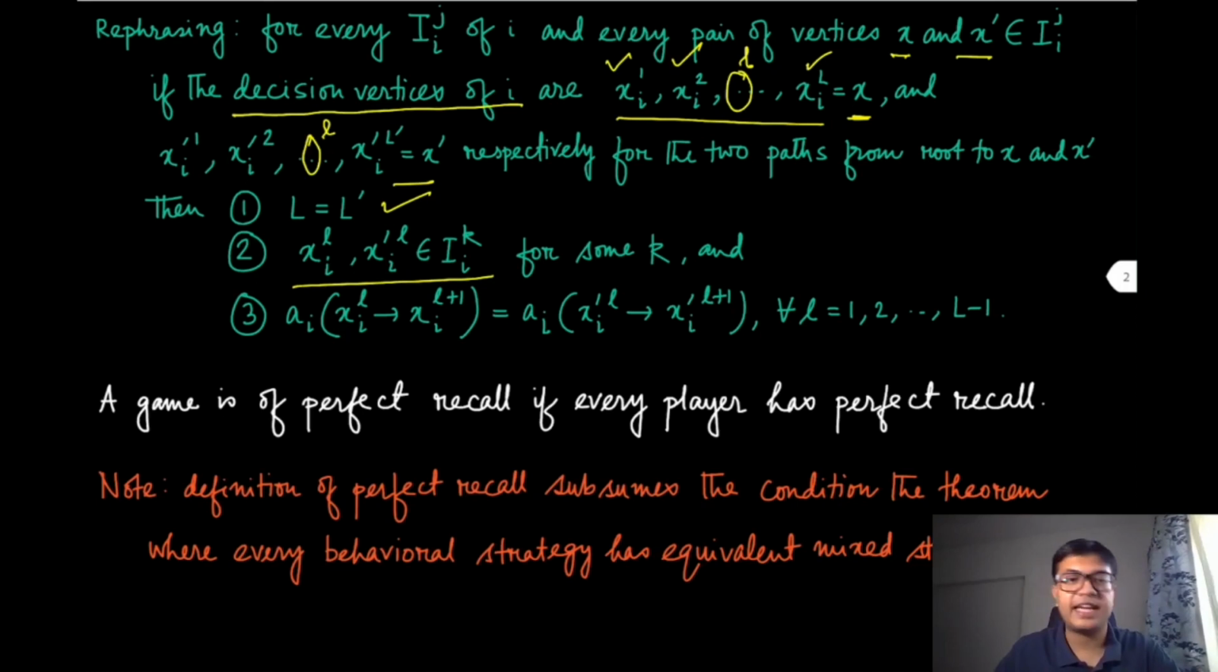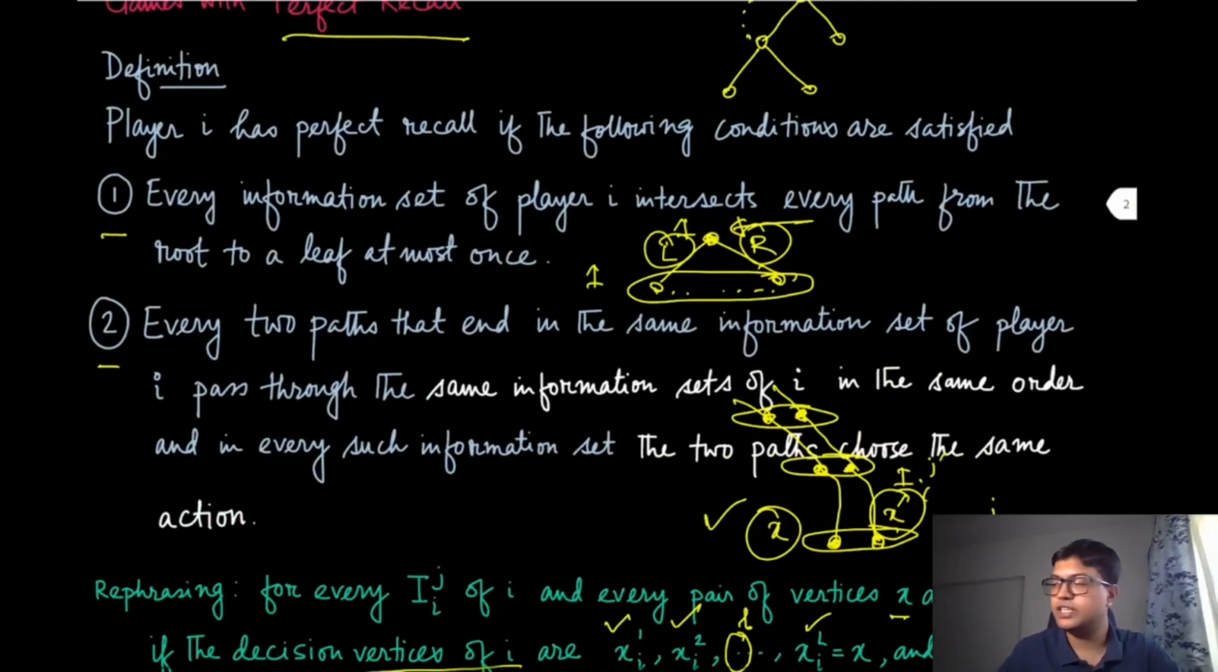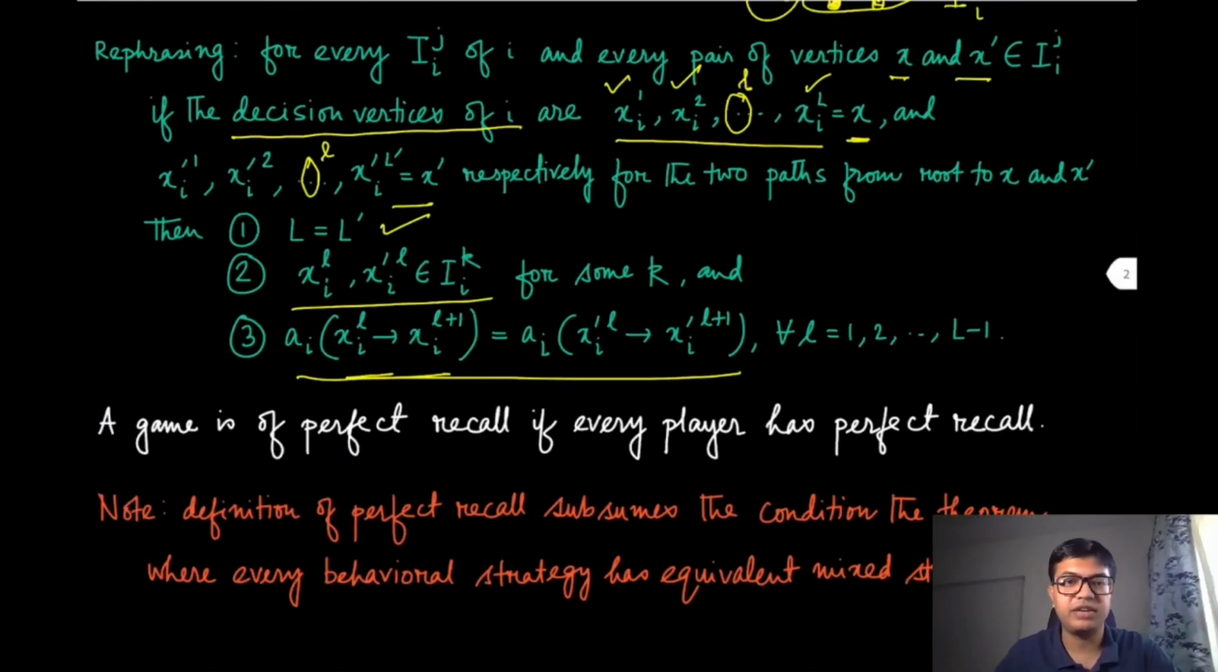And the last condition is the action leading from L to L plus 1. So here you can see that L and L plus 1 need not be a parent and child relation. There might be some intermediate nodes in between. But because this is a game tree, the path leading from xil to xil plus 1 will be unique, and the action that is taken by this player at that point for both these nodes, so xil to xil plus 1 and xi prime l to xi prime l plus 1, these two actions should be the same. So this is essentially capturing those conditions that I have said in words here, formally written with the notation that we have used so far.